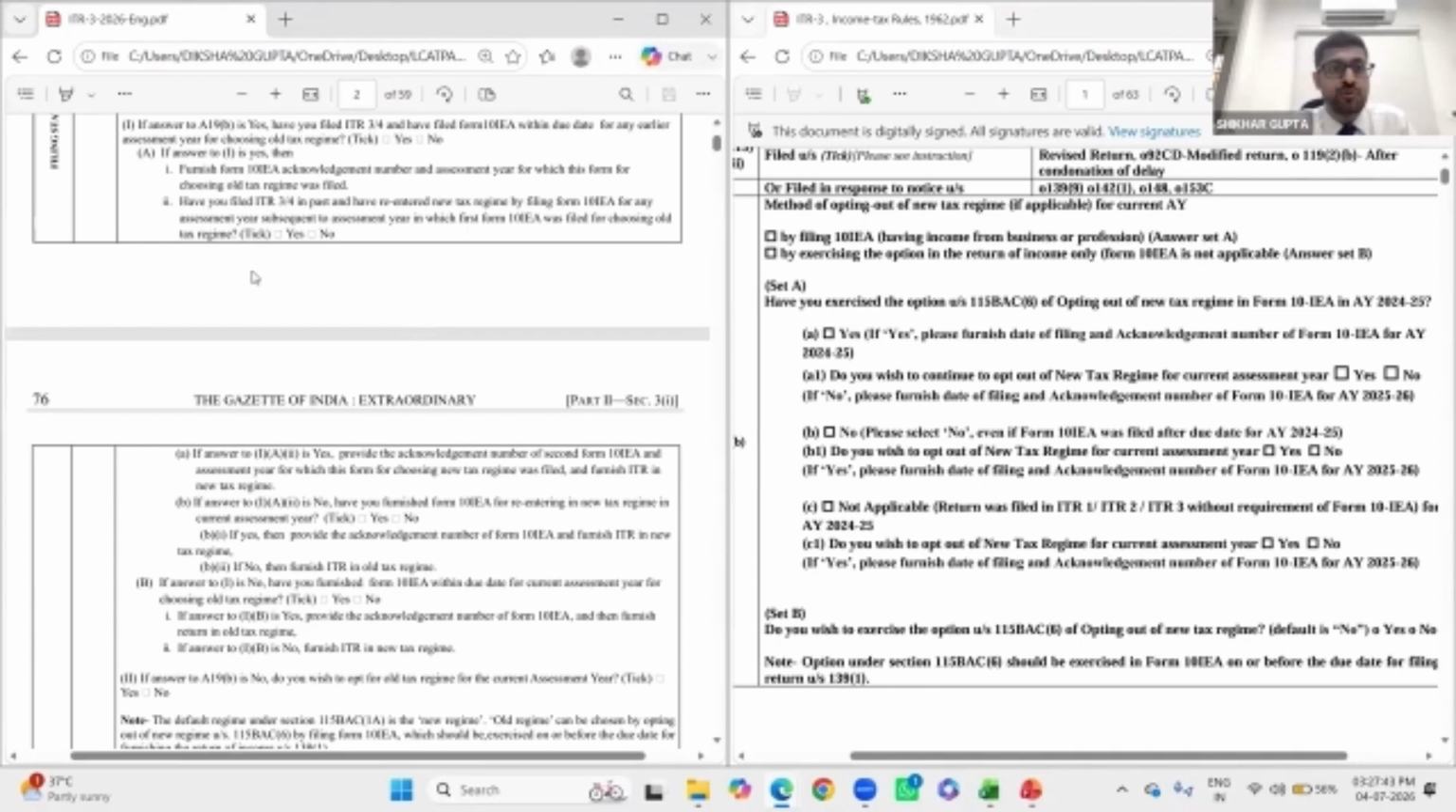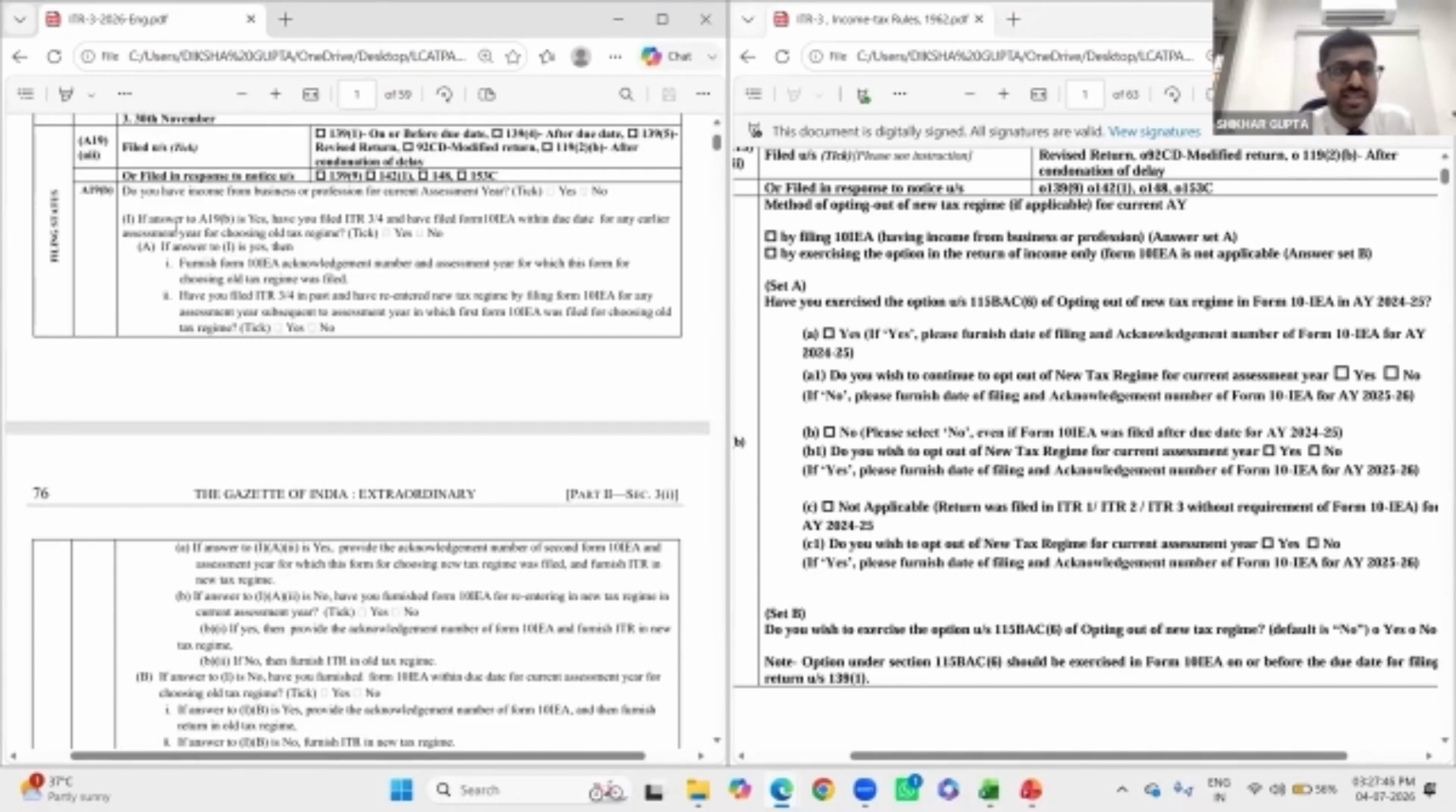So if you look at the ITR now, what does it say? Do you have income from business or profession in the assessment year? You have to select yes or no. If answer to B is yes, you have filed ITR 3 and 4 and filed ITR form 10IA within the due date for any earlier year. So let us take an example: in 24-25 I have filed ITR 3 or 4 and also filed 10IA, because I have chosen the option to file my ITR in old regime. Okay, so what does it say now? So I will say yes, because I am choosing old regime.